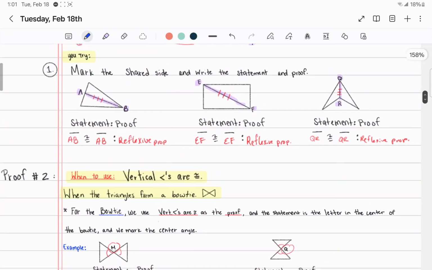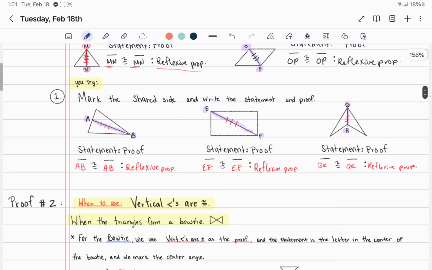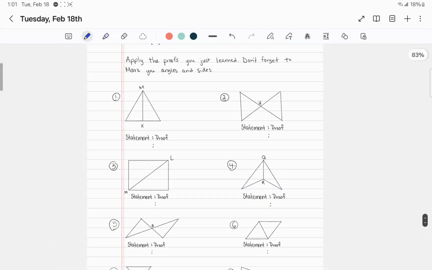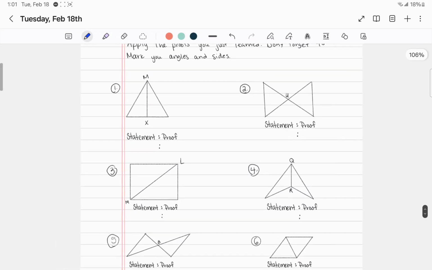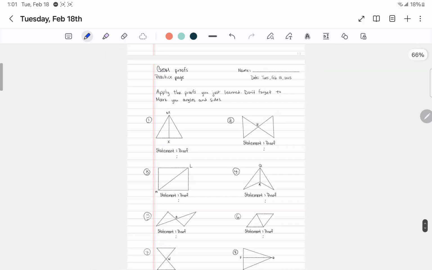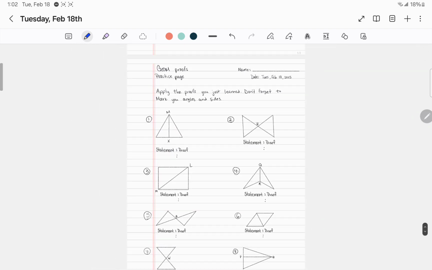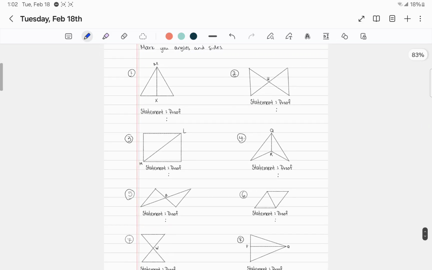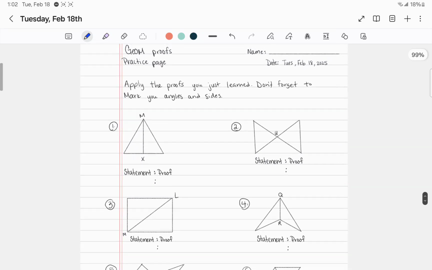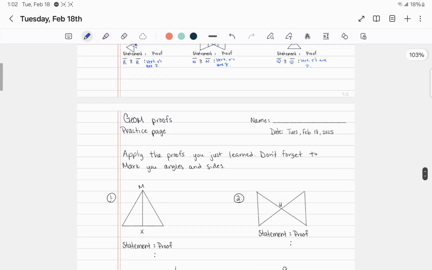Okay, those are the 2 rules you're practicing: reflexive property and vertical angles are congruent. All right, you guys have this page to do. Go ahead and mark your sides, do your statements using both of them, either reflexive property or vertical angles are congruent. All right, guys, go ahead and do those. Don't forget to put your name on it. That is for today.